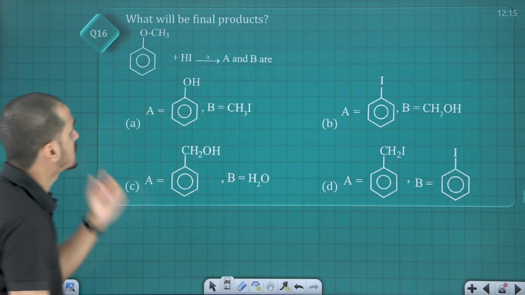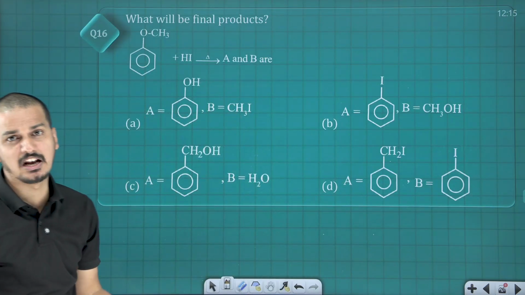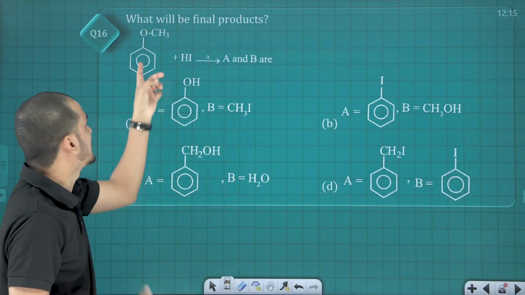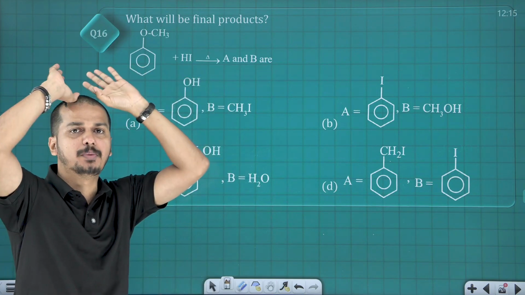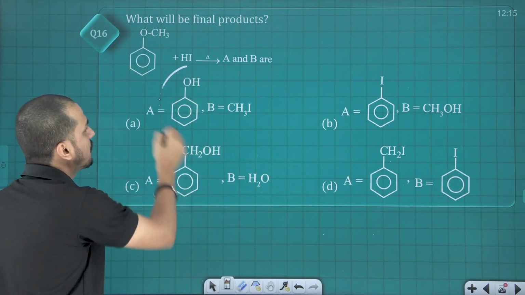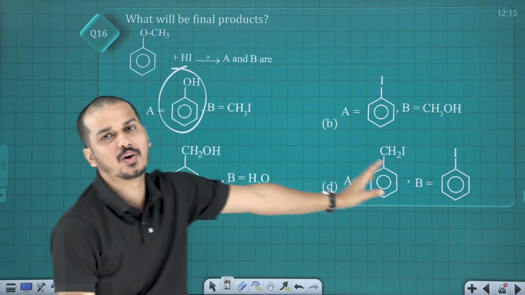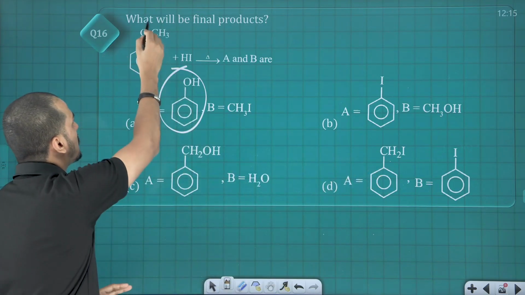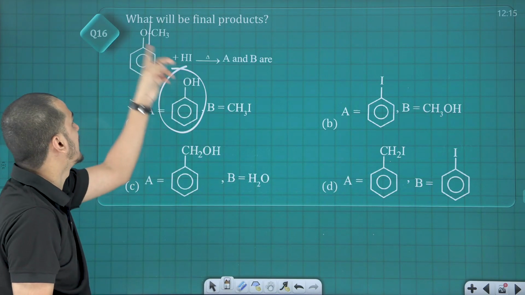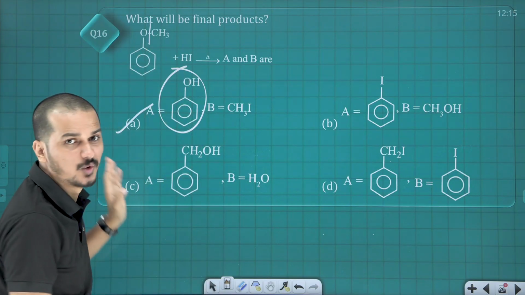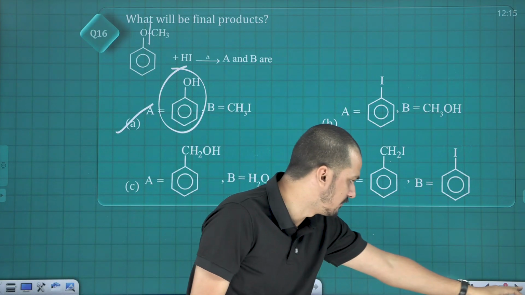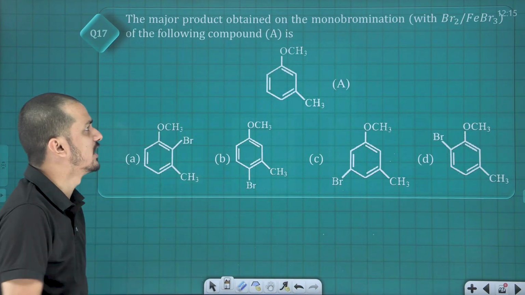This is the next question. Question number 16. What will be the final product? We know this is anisole. Anisole is treated with HI. One product should mandatorily be phenol. Only one option is there. Here only the breaking will take place. Along with that H will go, here I will go, so CH3I. And then the option is A. No doubt at all, that we learned in the recap video also, I already mentioned.